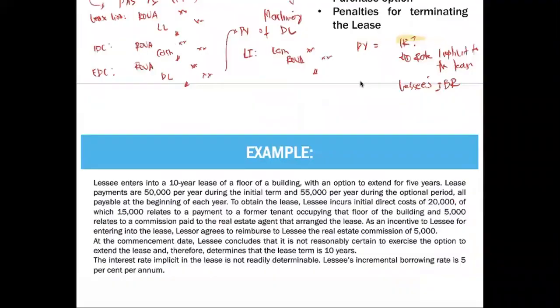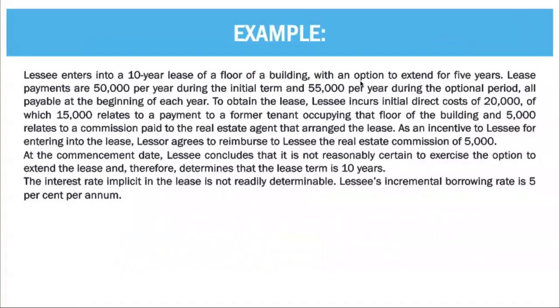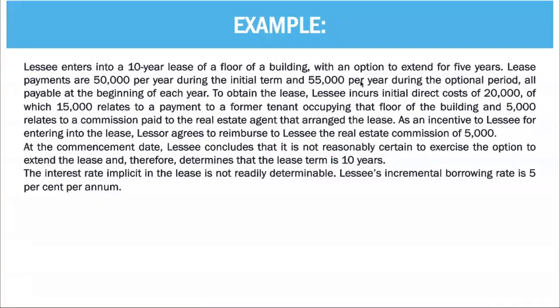Okay, let's have an example. Take note, we are only to measure two items: your right of use of asset and your lease liability. So first, let's look into our problem. A lessee enters into a 10-year lease of a floor of a building with an option to extend for 5 years. Lease payments are 50,000 per year during the initial term and 55,000 per year during the optional period, all payable at the beginning of each year.